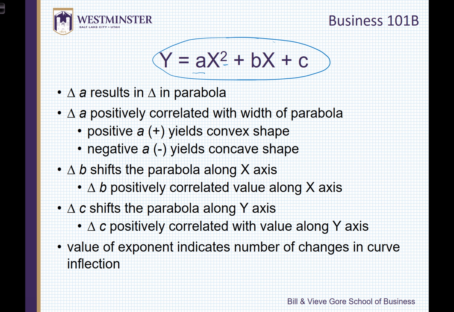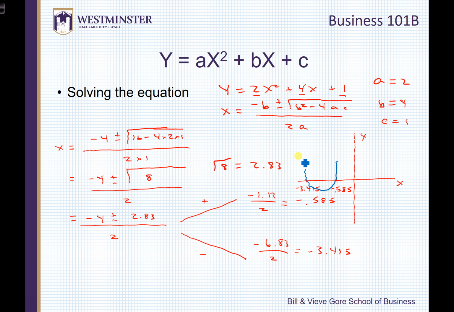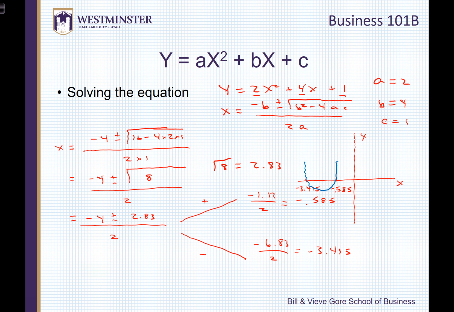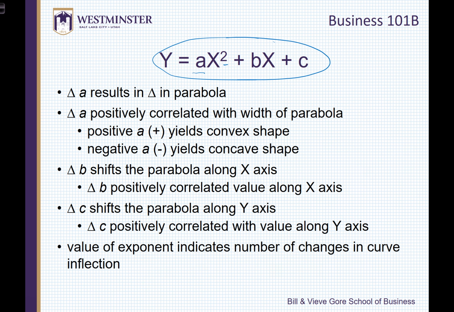So we had a positive A in our equation here. It gives us a convex shape. Convex is formed somewhat like a U. A negative A is going to give us a concave shape. So had this A been negative, we would have seen some concave shape, or a shape that looks like the opening to a cave. We know that changes in B will shift the parabola along the x-axis.